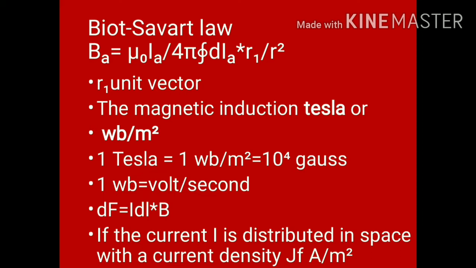dF equals I dl cross B. If the current I is distributed in space with the current density J, unit ampere per meter square.